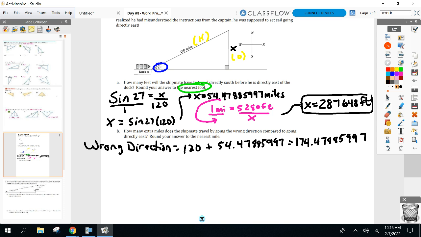But it's extra miles, so I've got to also figure out how many he would have gone if he just went east, right? Because that's how I want to find how many extra miles he went by not going there. So you and your group right now are going to solve for that other leg. All right, go ahead and solve for that other leg, and then we'll talk about how many extra miles he went.